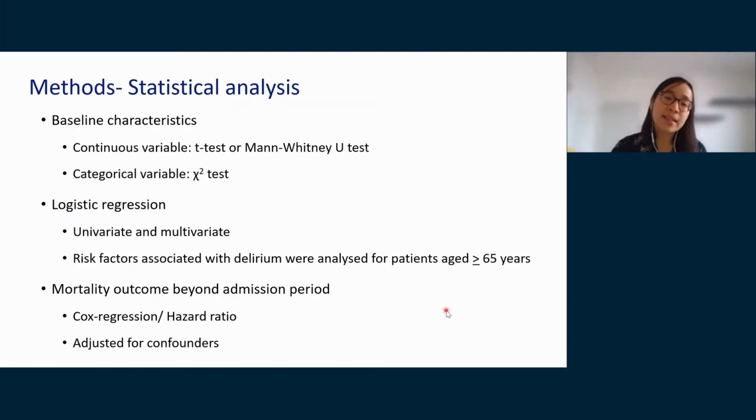So these are the statistical tests that were undertaken for our analysis. For baseline characteristics, we applied the t-test, Mann-Whitney U-test, or the chi-square test. Logistic regression was also performed to assess the univariate and multivariate associations of delirium. The risk factors associated with delirium were analyzed for patients aged 65 years and above. We also performed a Cox regression to assess the mortality outcome beyond the admission period.